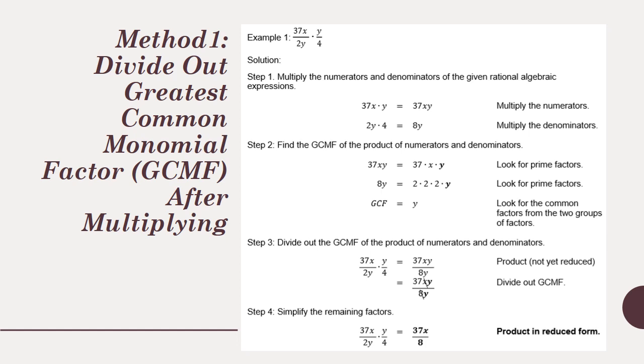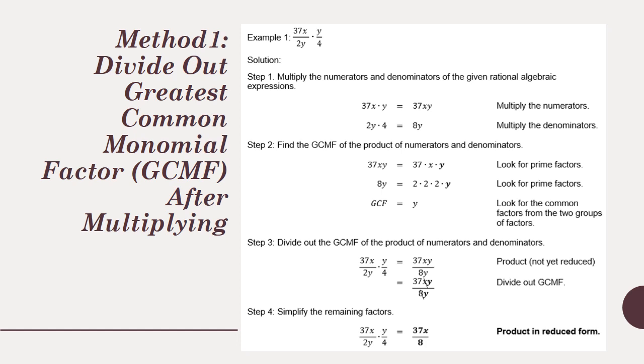Method 1. Divide out the greatest common monomial factor, or GCMF, after multiplying. There are several methods that we're going to encounter in this lesson, but for now let's just focus on method 1. So first we're going to divide out the GCMF. Example number 1: 37x all over 2y times y all over 4.